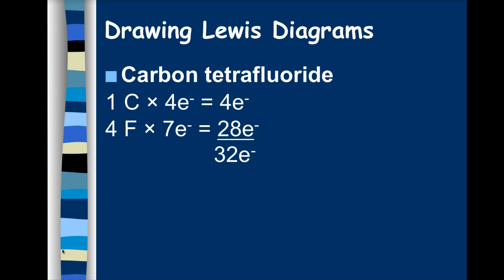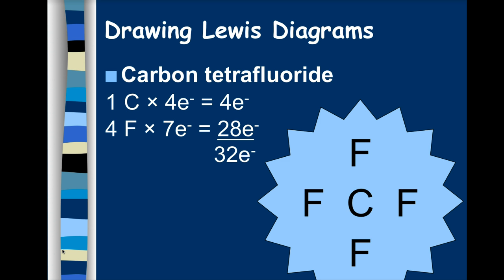Now we'll draw the skeleton. Okay, so I have carbon. I only had 1 carbon, so that goes in the center, and then I surrounded it with fluorines, and I have drawn single bonds here to show that the carbon is connected to the fluorines. When you do that, you use up 2 electrons for each bond. So far I've used up 8 electrons in my bonding. Okay, so now I have 24 electrons left.